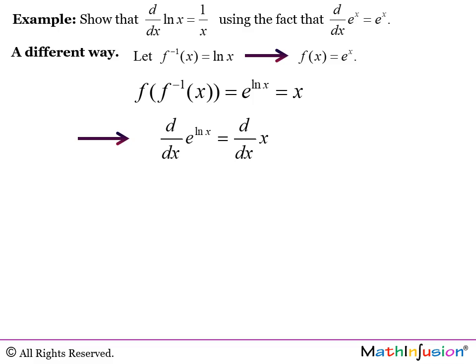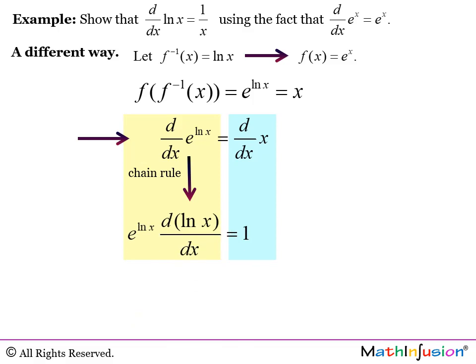Now I'm going to differentiate both sides. By doing so, I don't have any y, but I only have to differentiate on both sides two functions that are only functions of x. Here, using the chain rule, I'm going to get e to the ln of x times the derivative of ln of x, which I have no idea what it is. This is what I'm looking for. On the other hand, I get d/dx of x, which is 1.